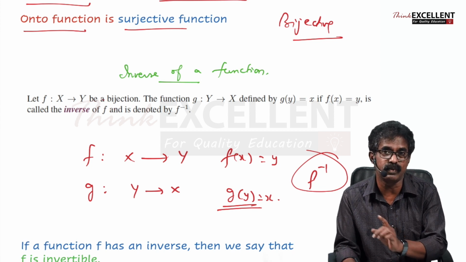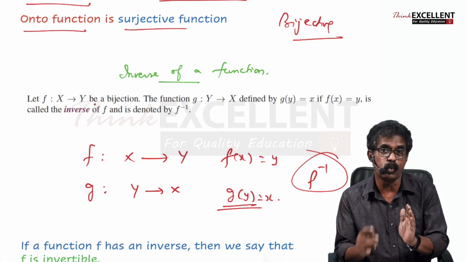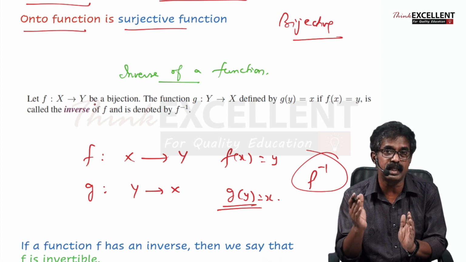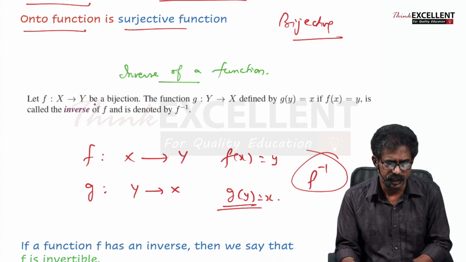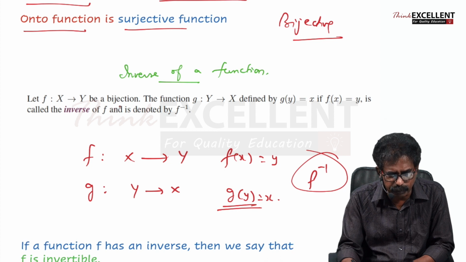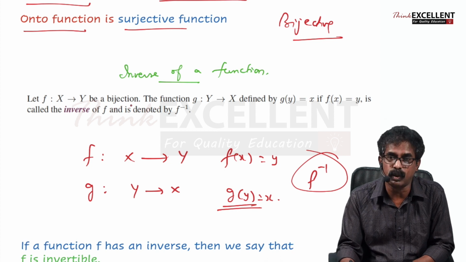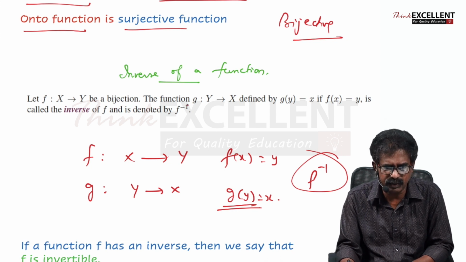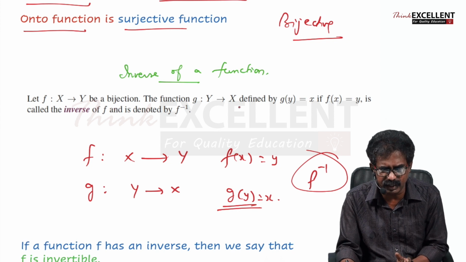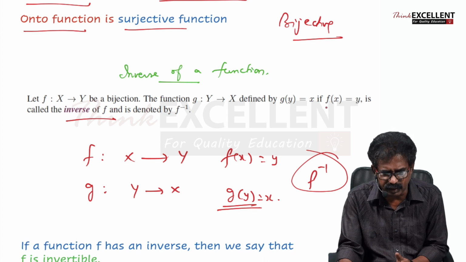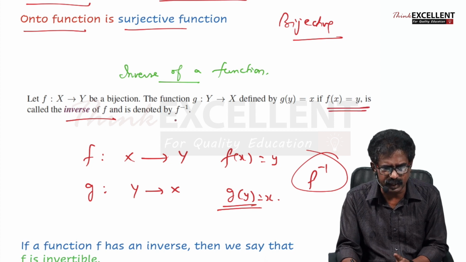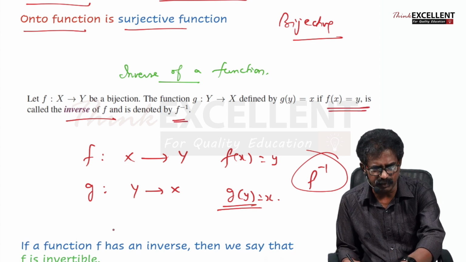So, f is a bijection. Only for a bijection we have an inverse. f is one-one and onto, then only it will have what? Inverse. f from X to Y is a bijection, that is, it is one-one and onto. The function g from Y to X, defined by g of y equal to x, is called the inverse of f. f is f of x equal to y, okay? And it is denoted by f inverse.